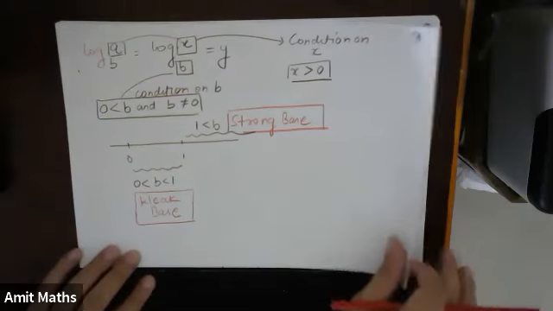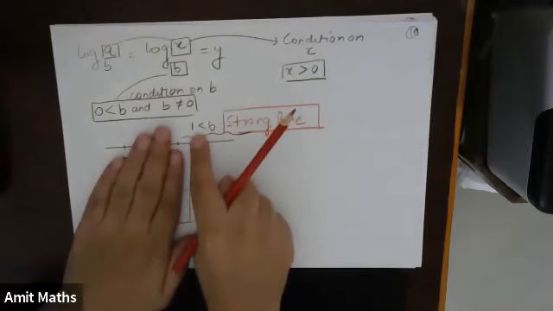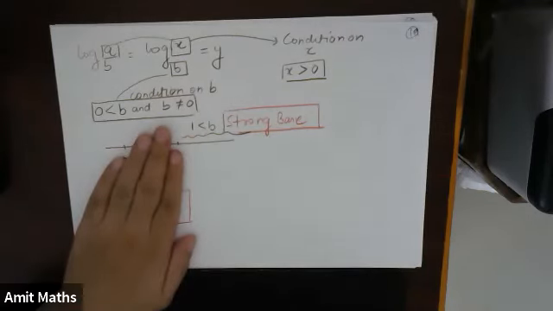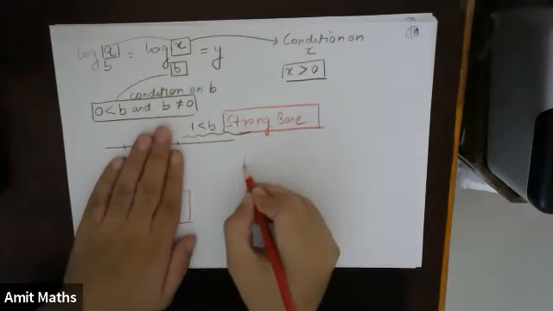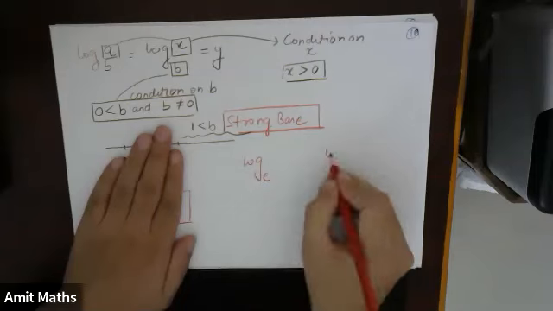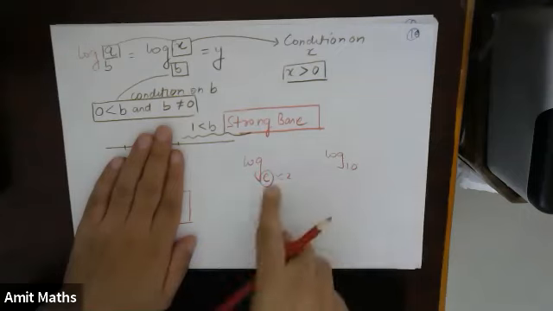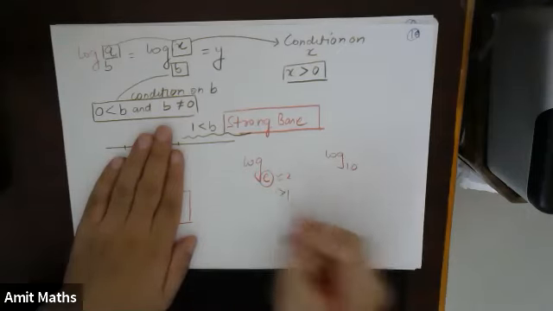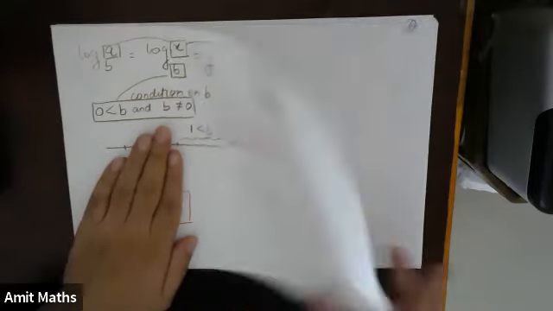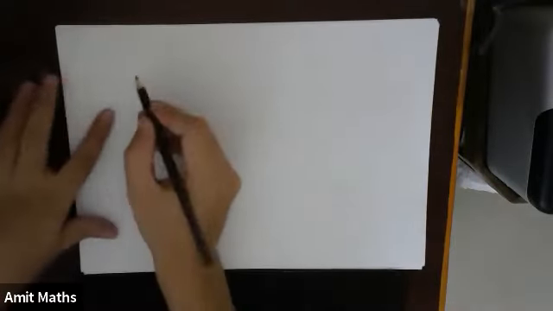First we'll look at the strong base, because base greater than 1 seems like something we have already seen before, like log base e or log base 10. e is approximately equal to 2.7, and 10 is also greater than 1. So we'll see what a strong base looks like. The function for a strong base will be something like this.